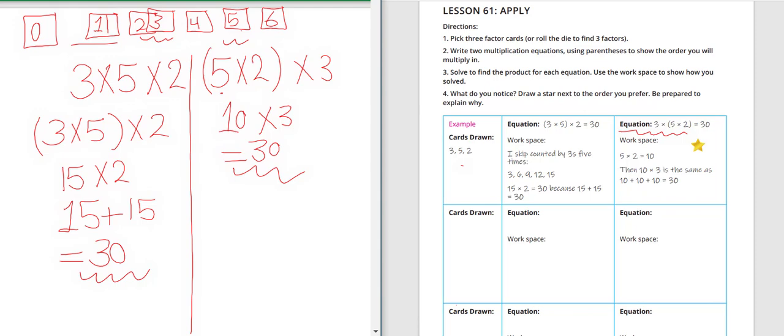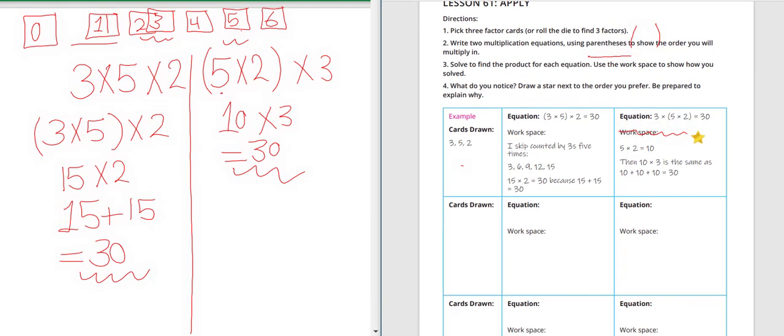So number 2, he asks me to write two multiplication equations using parentheses. This is called parentheses. It means the brackets. Sorry. So we did it already. Number 3, solve to find the product for each equation. Okay, this is done. Use the workspace to show this is done.